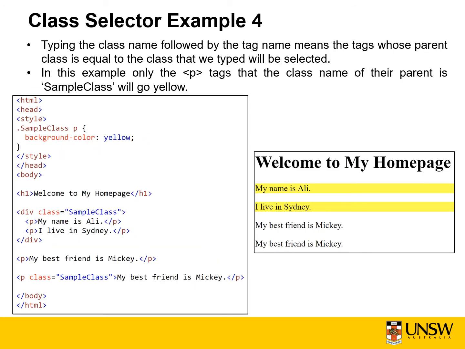As you can remember from the previous 2 examples, in order to define the style class, we type the tag first, then we type the class name. However, if we type the class name followed by the tag name, the class name will be referred to the parent class name. As it can be seen in this example, only the background color of the p tags that the class name of their parent is sample class are yellow. Since the third and the fourth p tags don't have any parent with sample class, they don't have the yellow background.